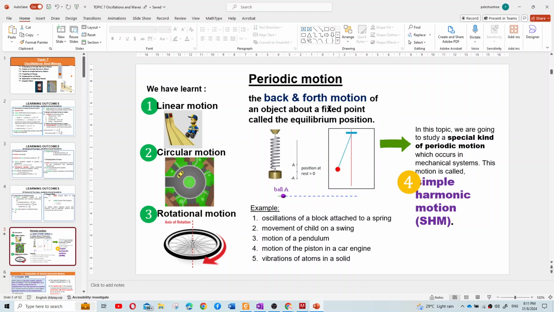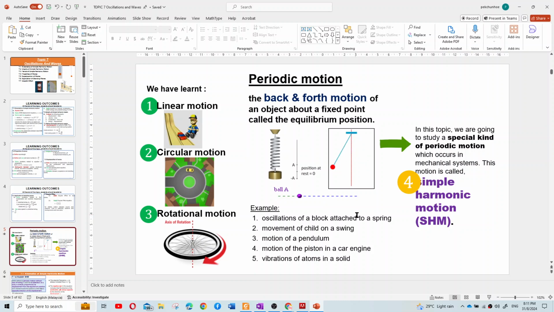It's a back and forth motion about a fixed point called the equilibrium position. Equilibrium is the center line. Like this is the simple pendulum, an oscillation. This is a spring mass system going up and down, so the equilibrium is at the center. This pendulum also has its equilibrium at the center. This ball also, you see, oscillates.